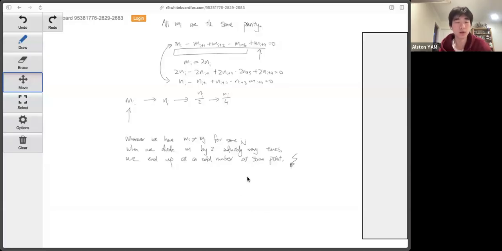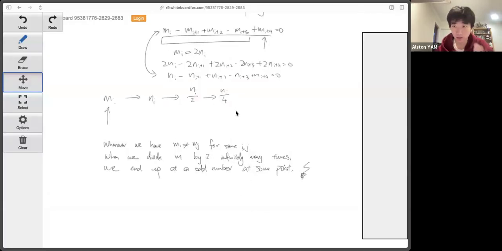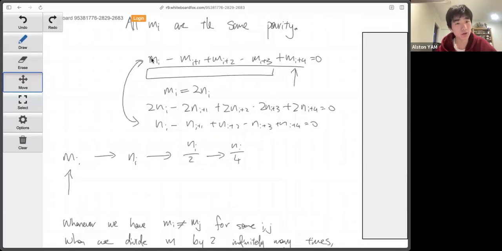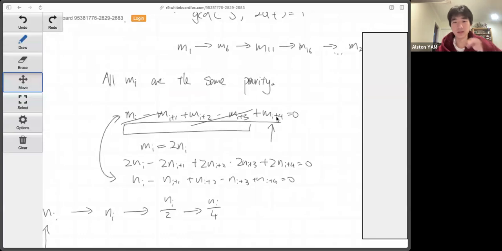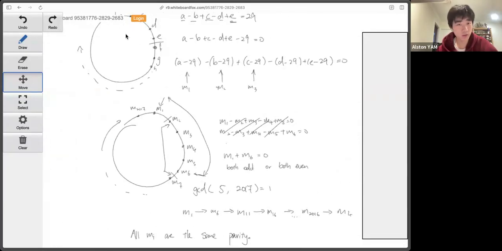So what can we conclude, right? We can conclude that all of the mi must be identical. So then that makes it easy, because all of the m's are identical. Then we sub it into this, cancel, right? So this one cancels, this one cancels, and we're just left with mi plus 4 is 0, and that in turn means all of the m's are 0. And so we have proven that the original must always be 29.